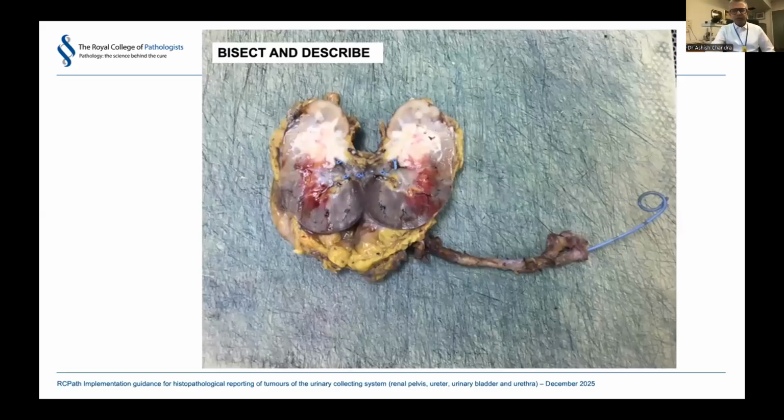So the guideline documents, of course, do not have any pictures. So we've tried to include some photographs of cut-up specimens here. And here you have an NU specimen with a guide wire in situ. So you can see it's reaching all the way up into the renal pelvis. And here you can see this firm white tumor, which is clearly invading into the renal parenchyma.